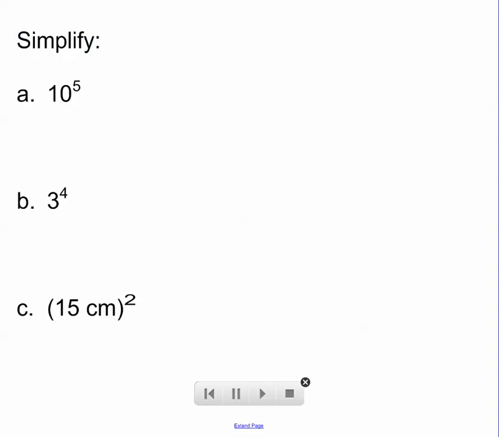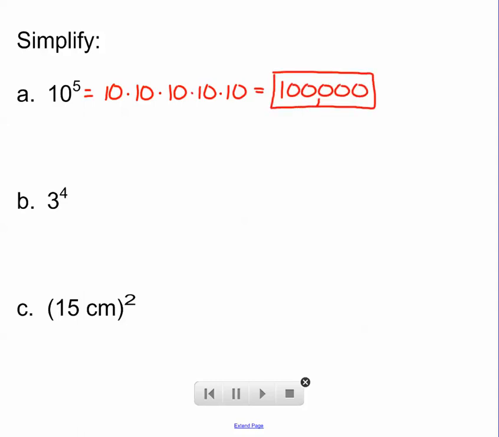All right, so this is an example of a power. This is 10 to the 5th power, or 10 to the 5th. And what it actually represents is 10 times 10 times 10 times 10 times 10. So repeated multiplication, that's what powers are. Okay, now with 10 to the 5th power, it's just a 1 followed by 5 zeros. It's 100,000.